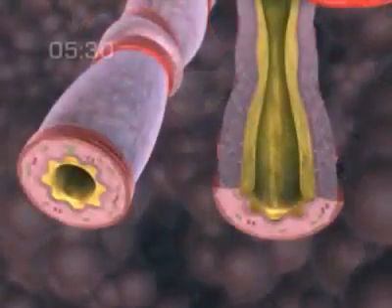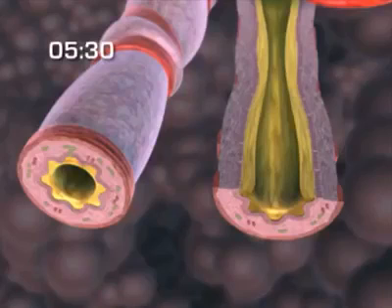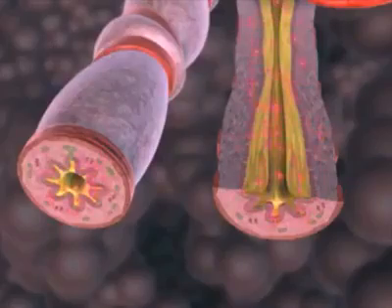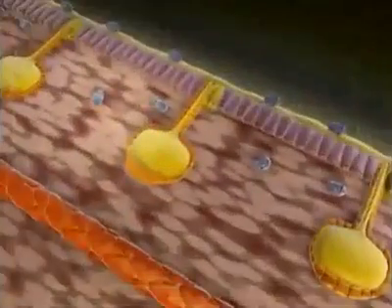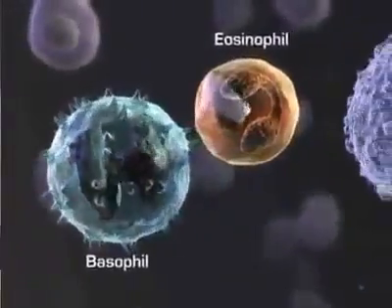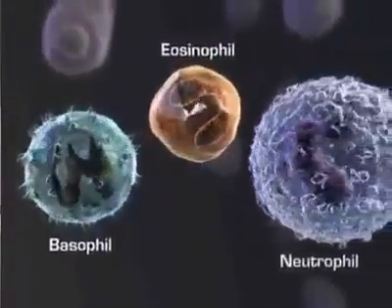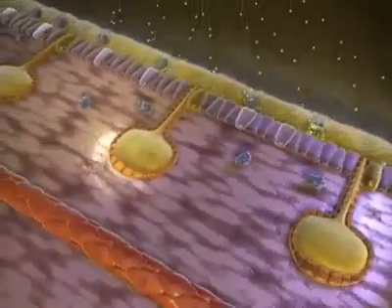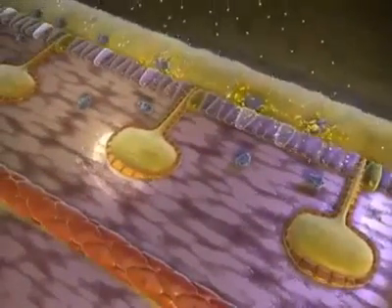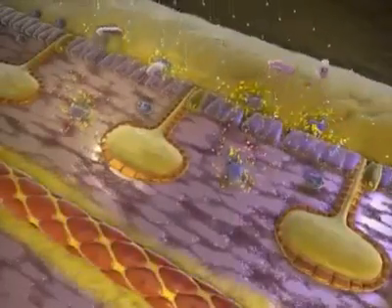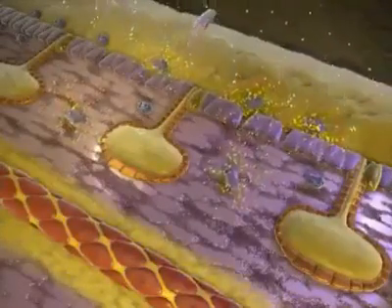Late phase response develops 4 to 8 hours after exposure to an asthmatic trigger. Release of inflammatory mediators induces the migration and activation of other inflammatory cells: basophils, eosinophils, and neutrophils. The late phase response involves inflammation, increased airway responsiveness, and renewed bronchospasm. These symptoms lead to further airflow limitation and continued heightened airway responsiveness.